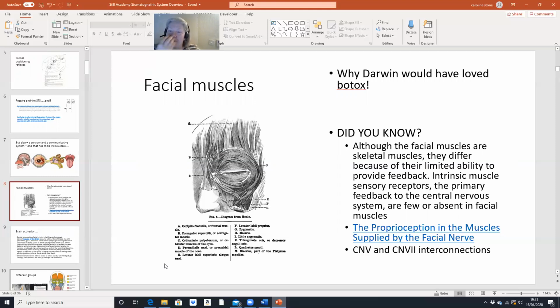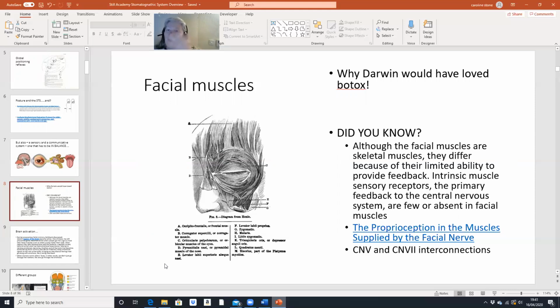And just as a curiosity, the actual facial muscles themselves, you may or may not know, don't have that many of their own proprioceptors. So they don't have intrinsic muscle sensory receptors embedded within themselves, and they actually use the trigeminal system in order to provide feedback. So there's a piggybacking through the trigeminal system, so that you have this communication between 7 and 5, which enables the brain to know how you've registered and what you're doing with your face.